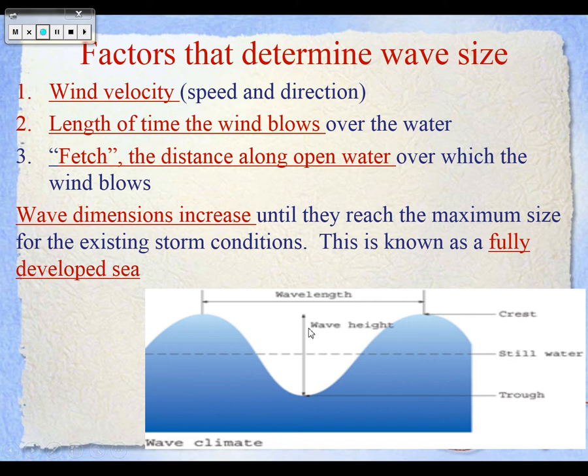Make sure with this picture that you know the parts of a wave. The top is the crest, the bottom is a trough. From the bottom of the wave to the top of the wave is the height of the wave, and the wavelength is from one crest to another crest.